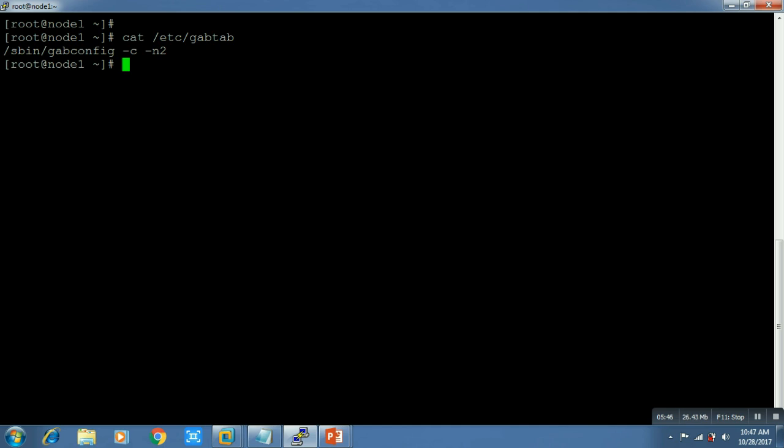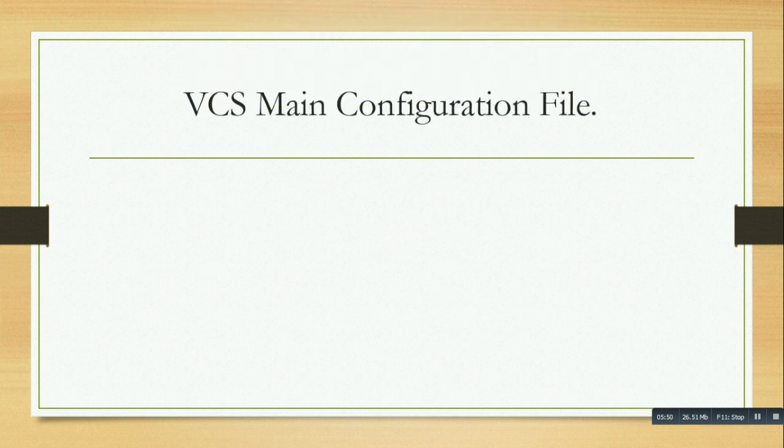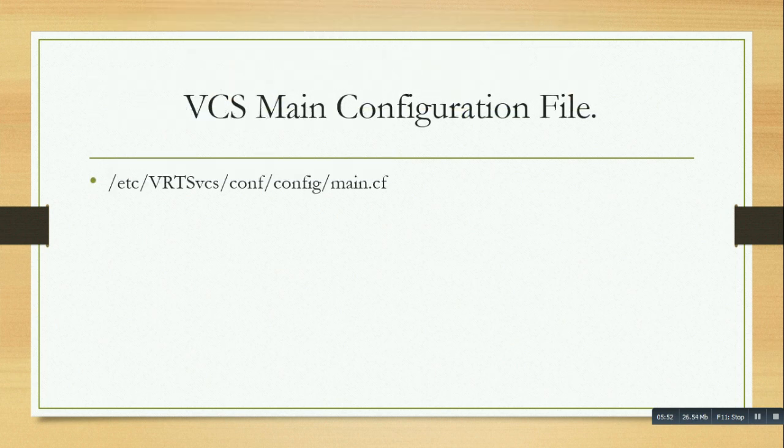Okay, VCS main configuration file. This is the VCS main configuration file. If you work on Red Hat cluster, you know about /etc/cluster/cluster.conf, and the same thing here in VCS, this is the main configuration file. Whatever activity you perform with the help of commands on the terminal, all those entries will go into this file. Okay, let me show you this file.